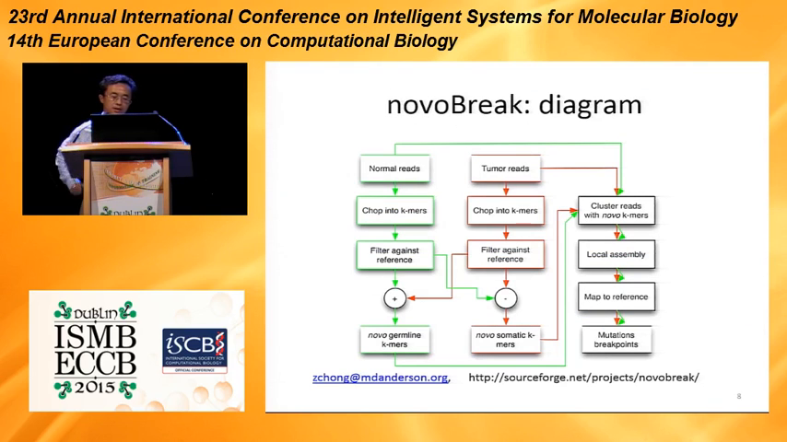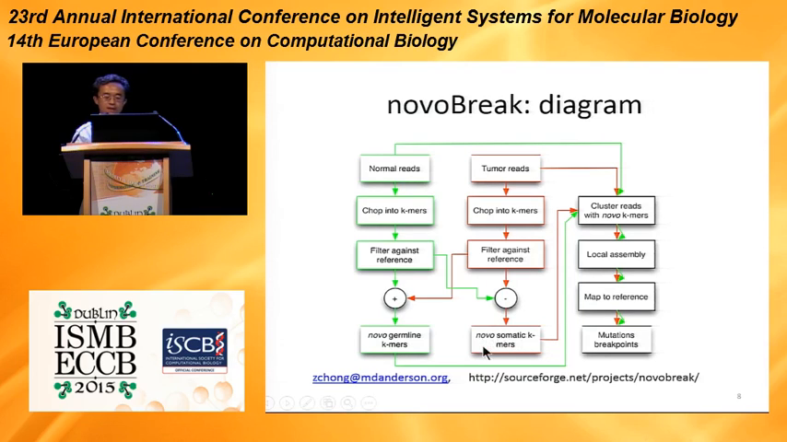So as I show here in a diagram, basically what our algorithm does is hash the normal reads and the matched tumor reads into k-mers of roughly 31 base pairs long. And we filter out k-mers which exist in the human reference genome, which I named filter against reference. And if it's a matched normal and tumor study, we subtract the k-mers we identified from the normal reads from the k-mers we identified from the tumor reads.